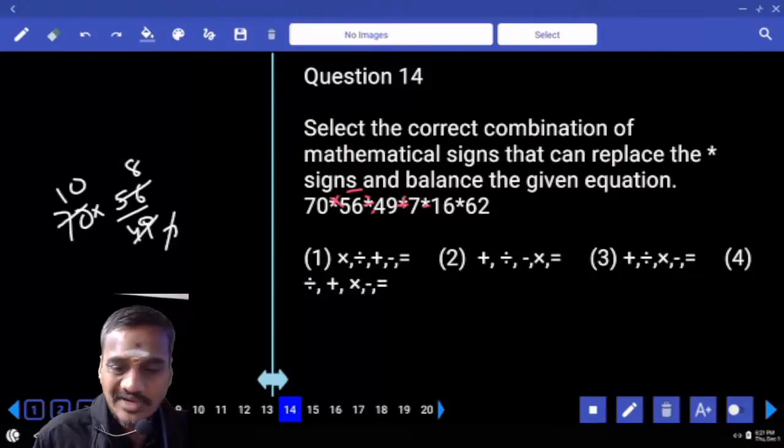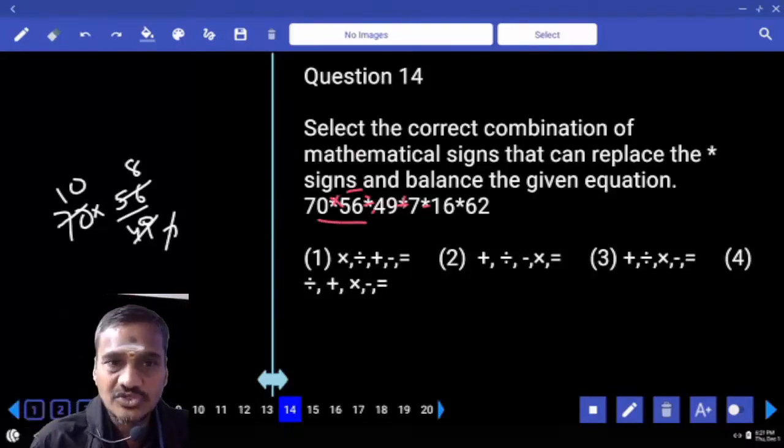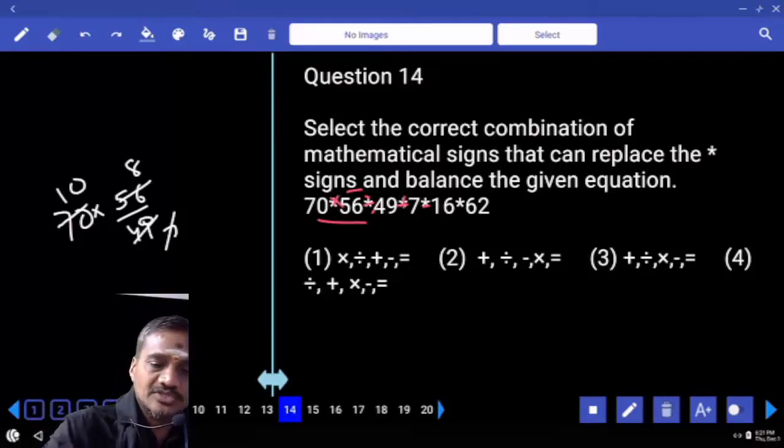7, 7, 7, 8, 7, 1, 7, 10. Now what is the value of this one? 80. Now this is 80 plus 7, 87. 87 minus 16. Is it 62? No. So choice 1 is wrong.